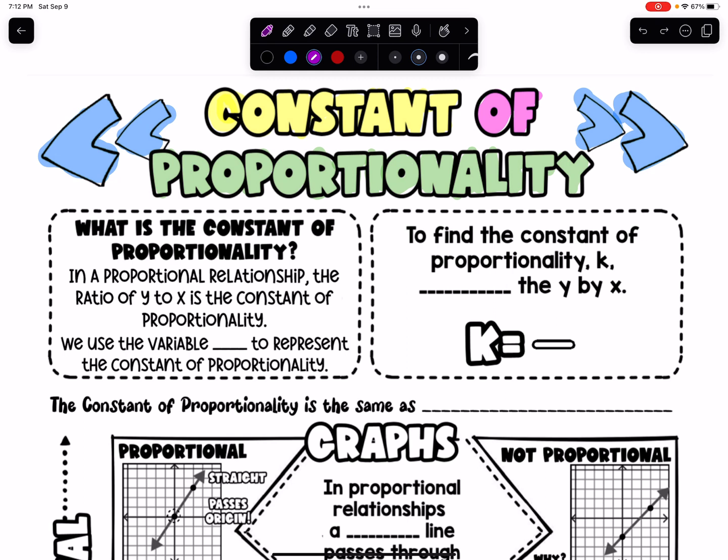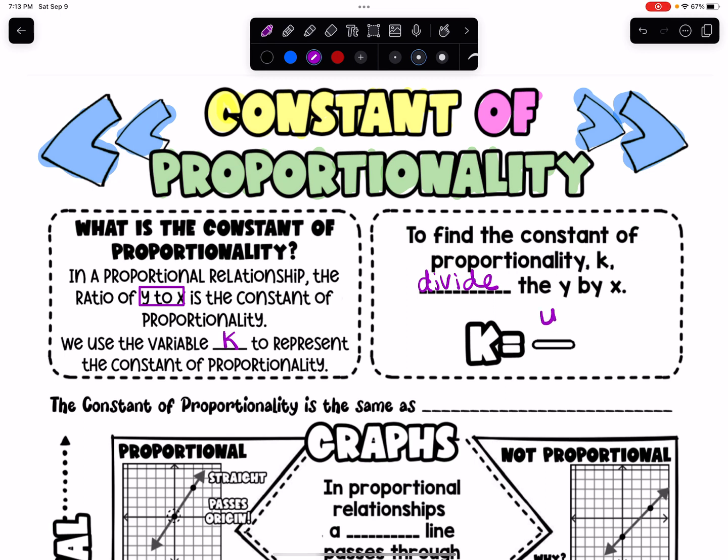So first of all, what is the constant of proportionality? If we have a proportional relationship, which we're going to talk about throughout these notes, the ratio of y to x is the constant of proportionality. And we use the variable k to represent that constant of proportionality. Why the letter k? I'm not sure, but that's what we use. To find that constant of proportionality, or k, we are going to divide, right? Because it's a ratio or a fraction, and a fraction means divide. We're going to divide y by x.